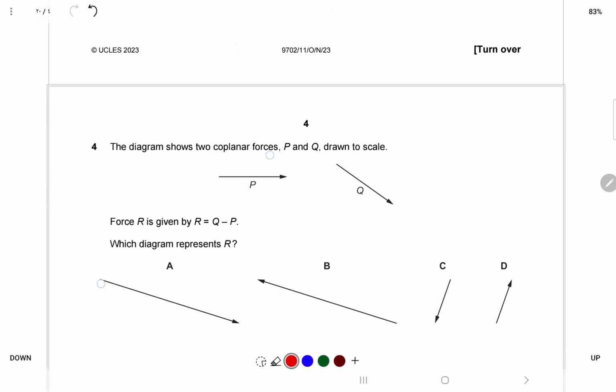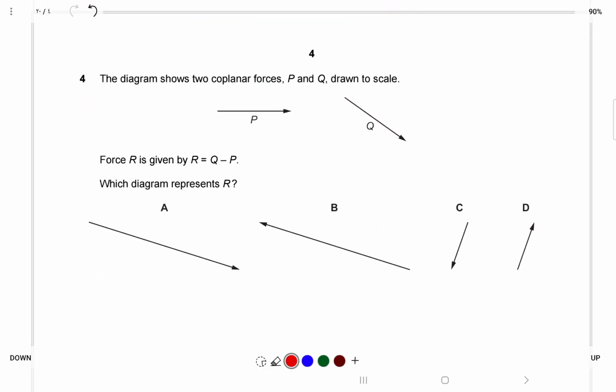Question number 4. The diagram shows two coplanar forces P and Q drawn to scale. Force R is given by R equals Q minus P. Which diagram represents R? Okay, first of all, we put them head to tail. Let's put P and Q head to tail and then connect between the start of the first and the end of the second. So if you put them head to tail, this is P.